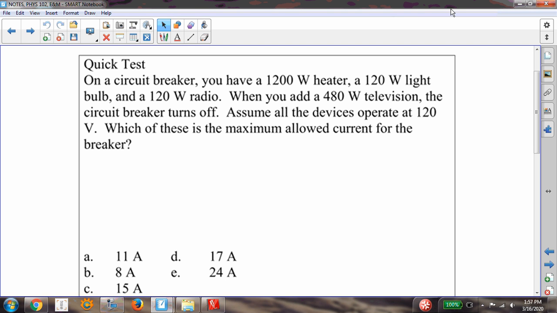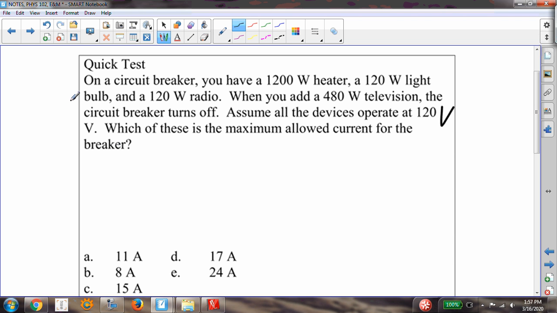Okay, I want to give you the solutions to some of these quick tests. So on a circuit breaker, you have these devices. And then I add this device, the television, and then the circuit breaker turns off. I want to assume all devices operate at a voltage of 120 volts. What is the maximum allowed current for the breaker?